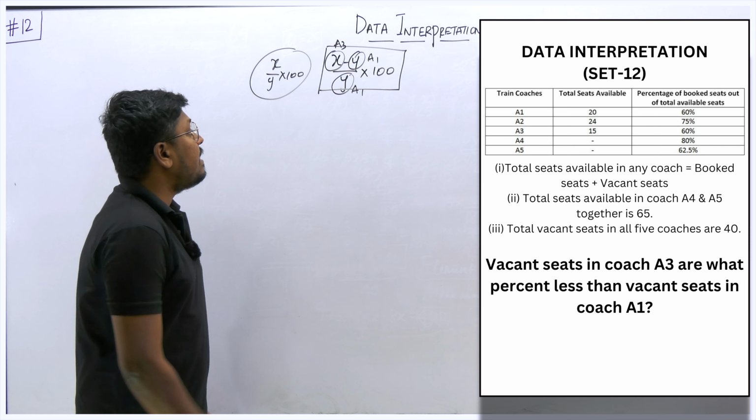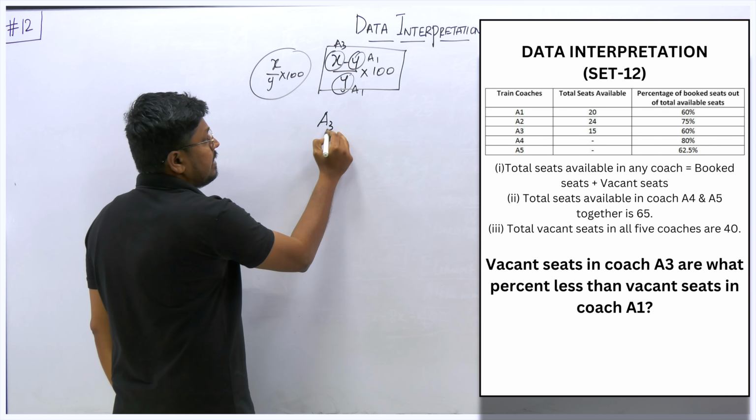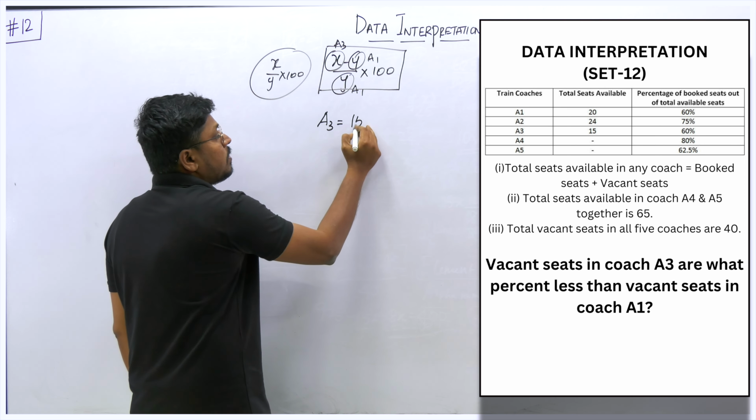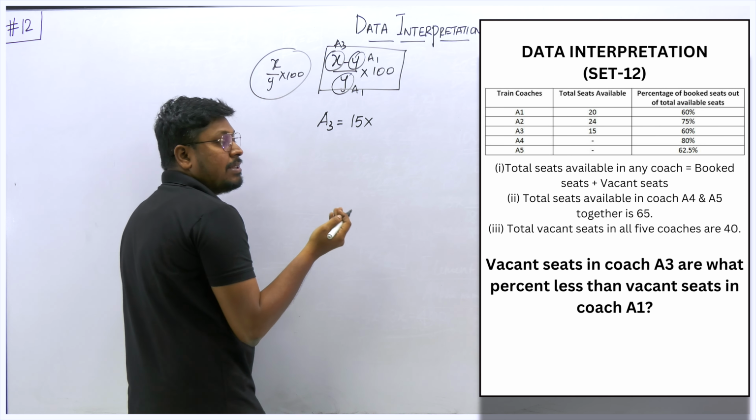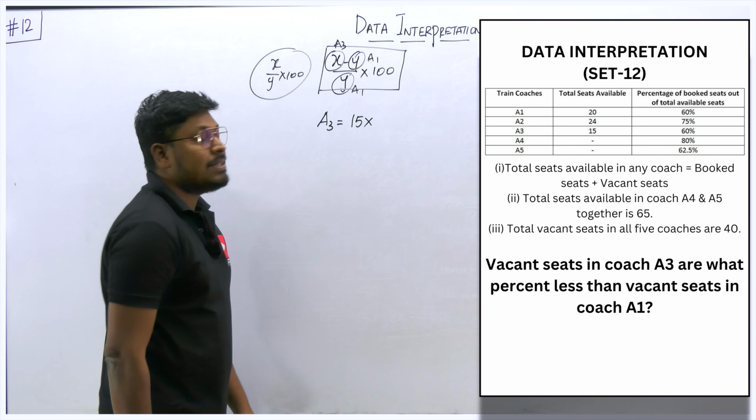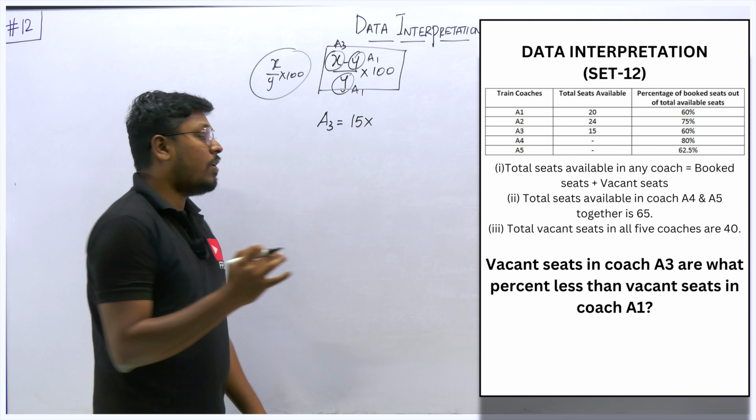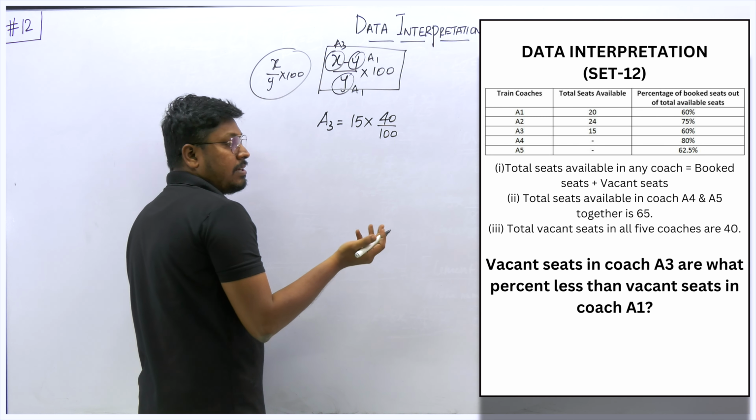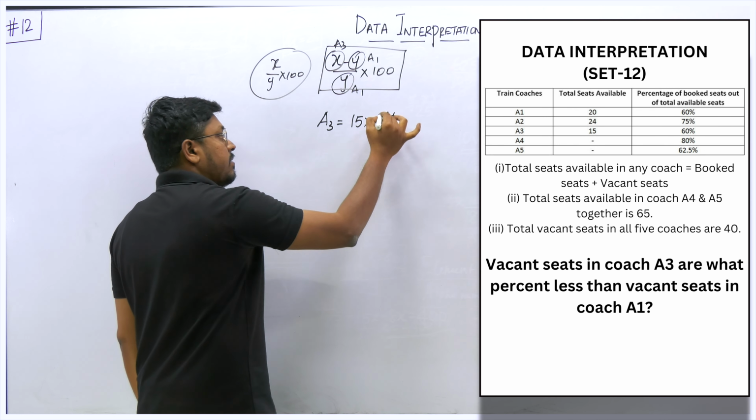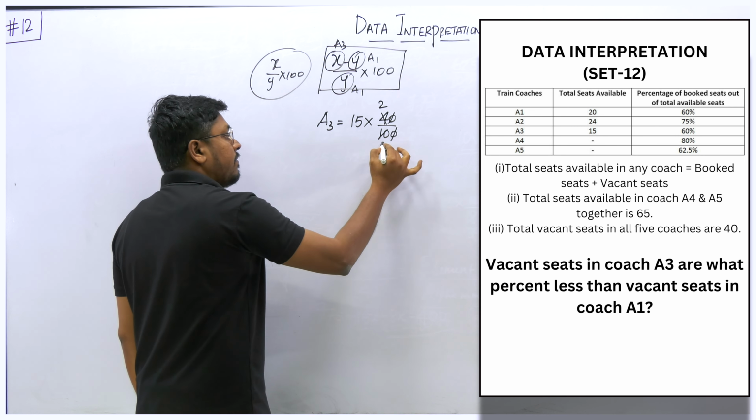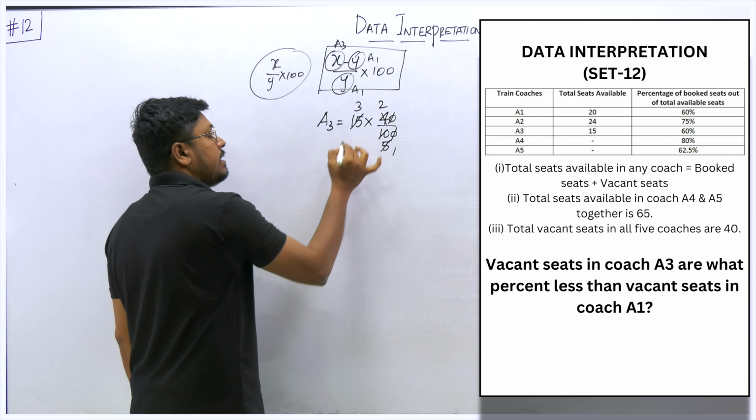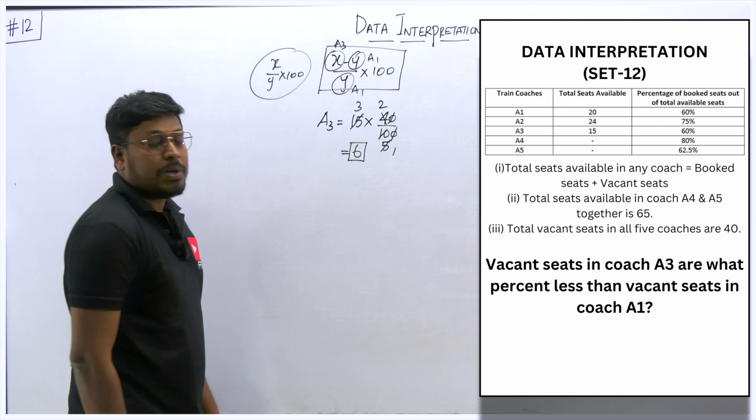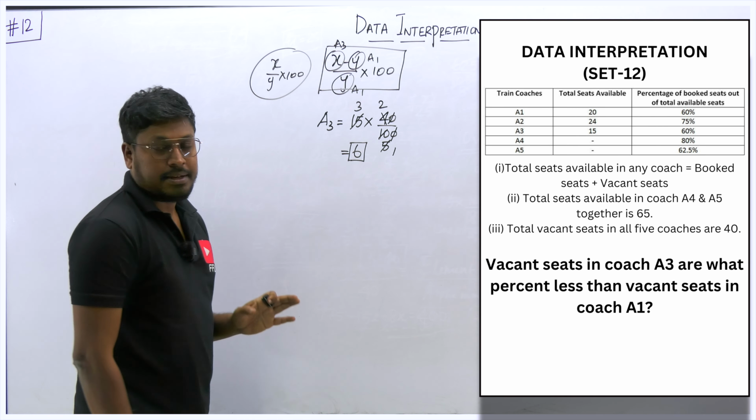So first let me find A3, the total number of vacant seats. So total number of vacant seats in A3. 15 will be the total available seats. Out of the available seats, 60% of the seats are booked. So the remaining 40% will be vacant. So 40 by 100 will be the vacant seats. Now we can cancel 0, 0. So we can cancel 2. This will be 5. 1 5s are 5. 5 3s are 15. So 3 into 2 will be 6. So 6 will be the total vacant seats on coach A3.